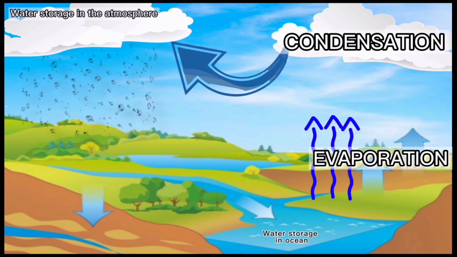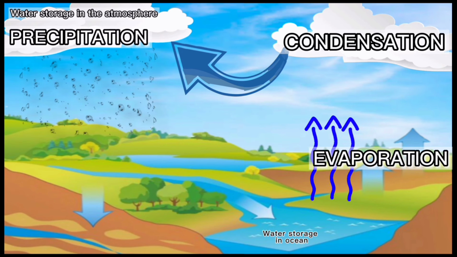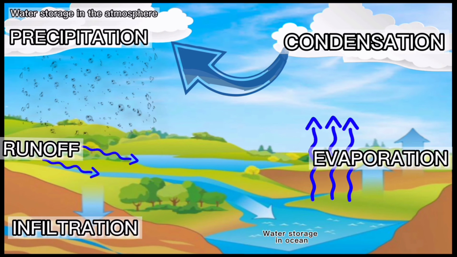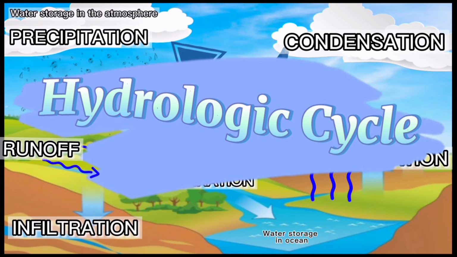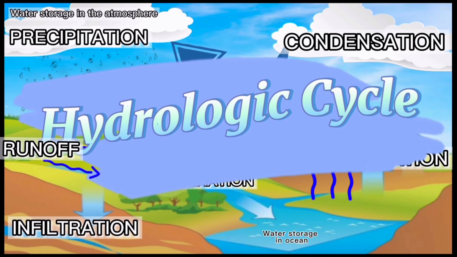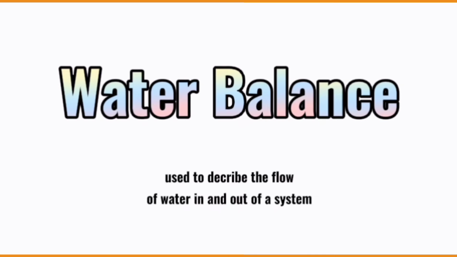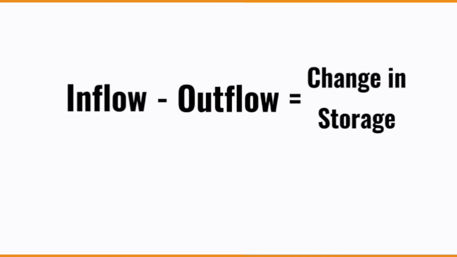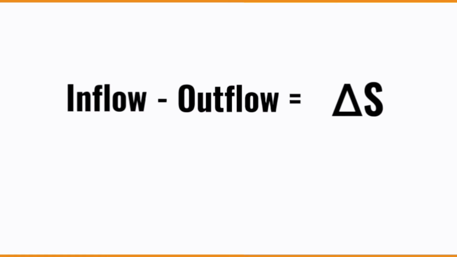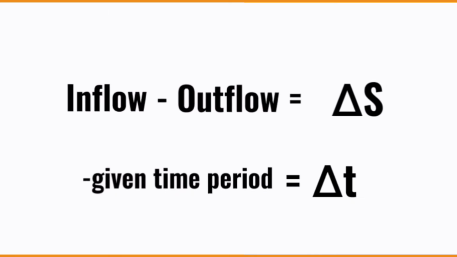Evaporation, condensation, precipitation, runoff, infiltration, and transpiration. And that is how the hydrologic cycle or water cycle works. Now let's talk about water balance. Water balance is used to describe the flow of water in and out of a system, where the total amount of inflow minus the total amount of outflow is equal to the change in storage, or delta S, over a given time period, or delta T.